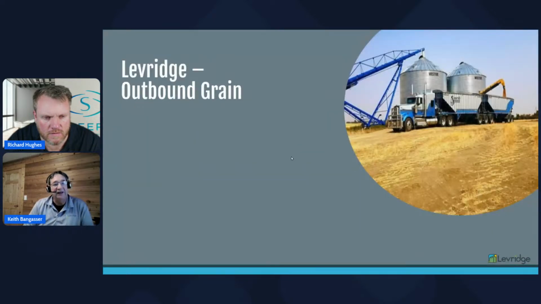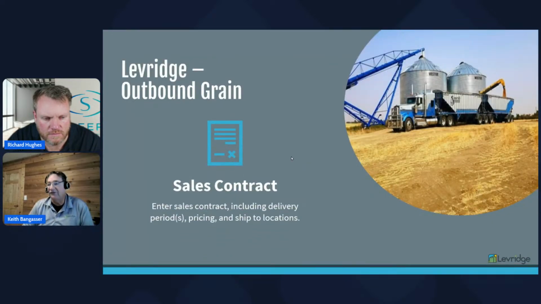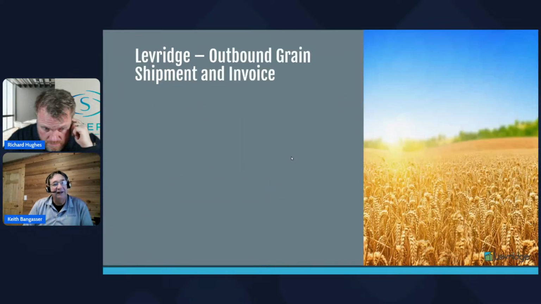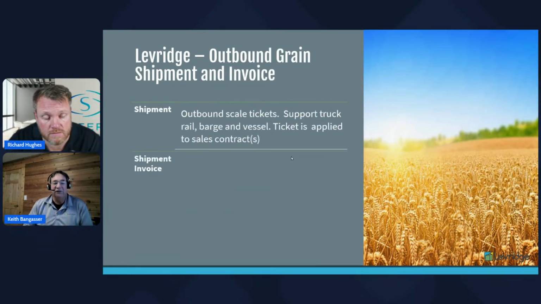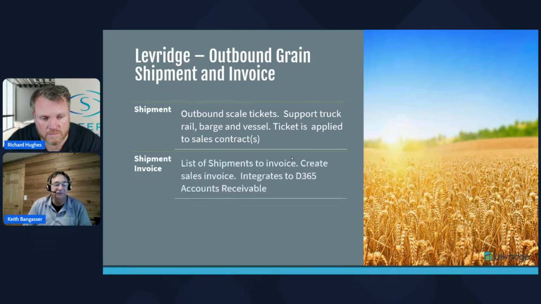On the outbound side, it's a very similar process. We start with a sales contract, which is an agreement to sell the final product to our customer. We optionally have a load order functionality where the customer can order the delivery of the product, but then ultimately a shipment that records the outbound scale ticket. It's truckloads or rail cars or vessels, records the shipment.